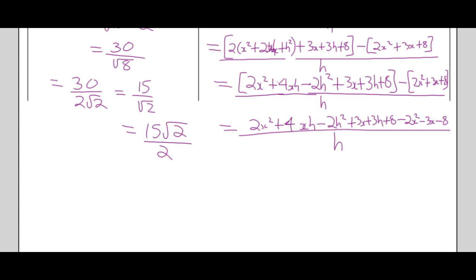Okay, now, switching to a different color. I got 2x squared and minus 2x squared. I got a plus 8 and a minus 8. I got a plus 3x and a minus 3x. So those are all just going to take each other out. So the next line, 4xh minus 2h squared plus 3h over h.